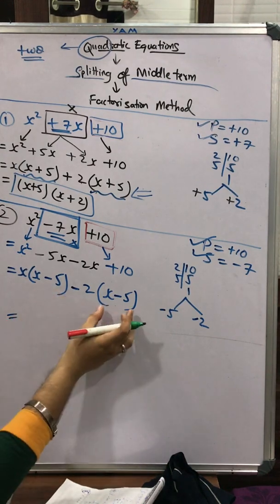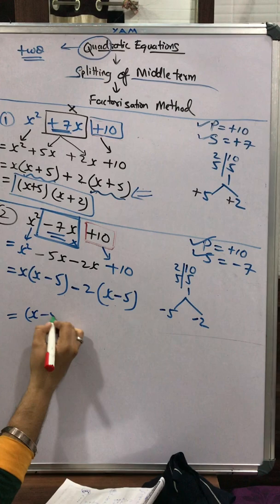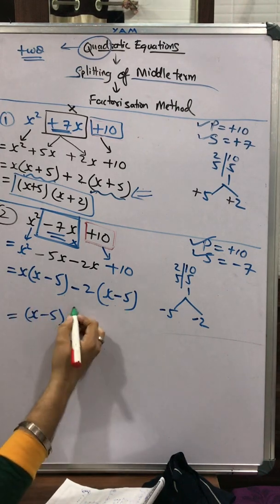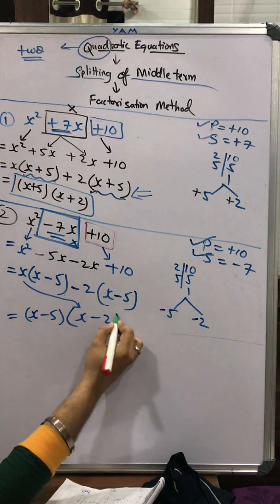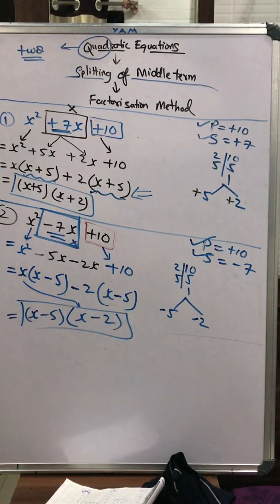So now what we have, as I can see throughout the expression, I have x minus 5 here also and x minus 5 here also. So x minus 5 I am removing common from the entire expression. So from here this x will come here minus 2. So this is my answer of the second question. Hope you understood, students. Pause the video and start solving.